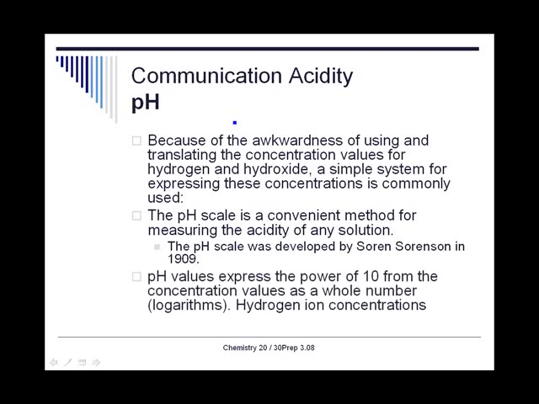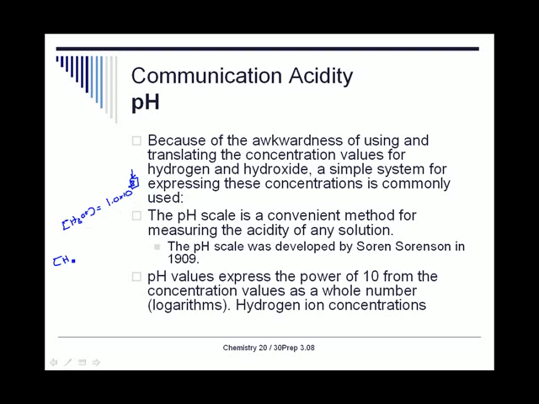And basically what he did is he expressed the pH based on the power of 10. So if the concentration of H3O ions in a solution is, say, 1.0 times 10 to the negative 8, then the pH is going to be that 8. That exponent on that 10 is going to be your pH. So in this case, this describes a basic solution because our pH is above 7.